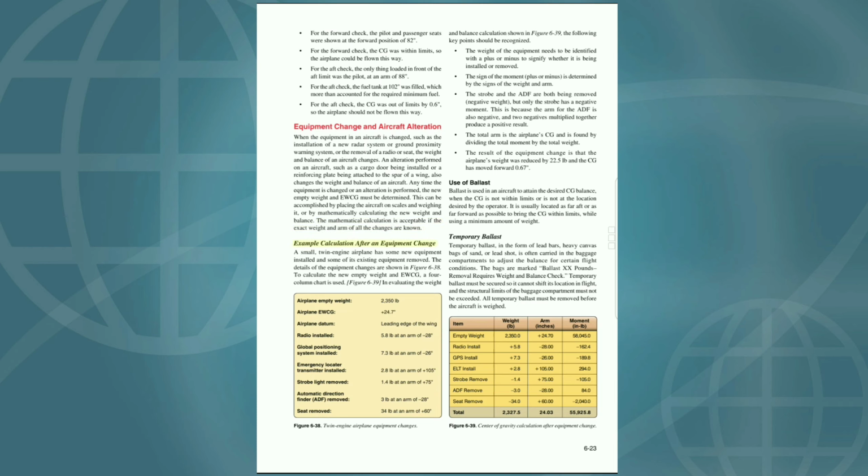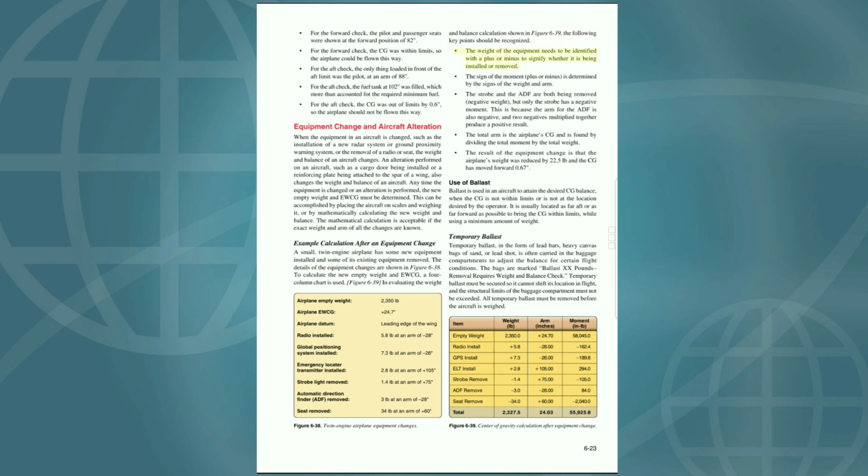Example calculation after an equipment change. A small twin-engine airplane has some new equipment installed and some of its existing equipment removed. The details of the equipment changes are shown in Figure 6-38. To calculate the new empty weight and CG, a four-column chart is used, Figure 6-39. In evaluating the weight and balance calculation shown in Figure 6-39, the following key points should be recognized.